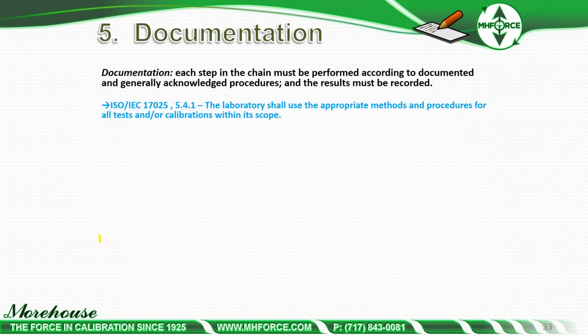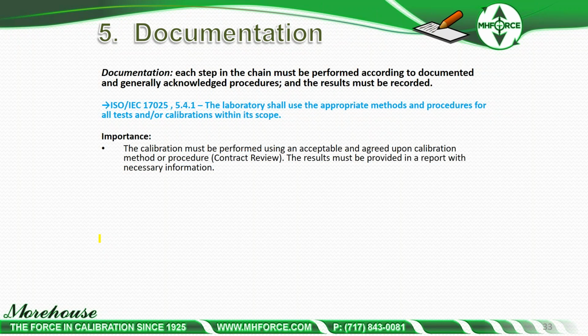So then we go to number 5, and 5 is documentation. Each step in the chain must be performed according to documented and generally acknowledged procedures, and the results must be recorded. Per ISO 17025 5.4.1, the laboratory shall use the appropriate methods and procedures for all tests and calibrations within its scope. The importance of this: the calibration must be performed using an acceptable agreed upon calibrating method or procedure. This is done in contract review. The result must be provided in a report with necessary information.